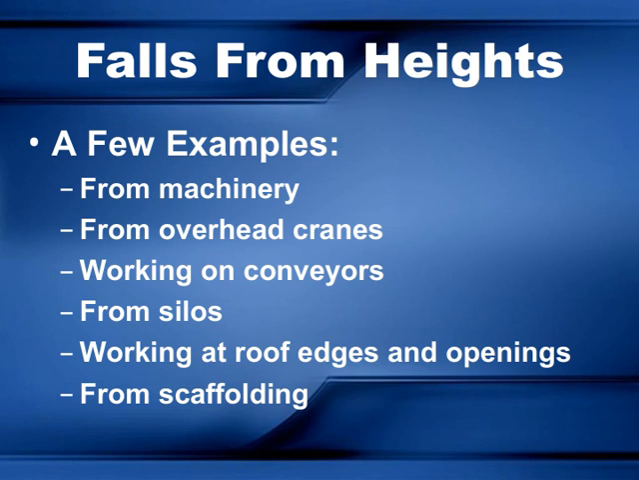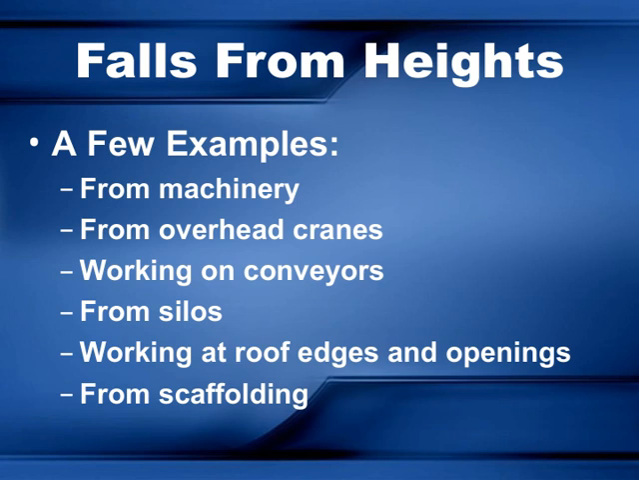First, we have machinery. Workers often work around or on equipment like lifts and other heavy machinery, which can pose fall risks if proper precautions aren't taken. Next, overhead cranes are frequently used in construction and industrial settings, and working underneath or near them can be hazardous if safety measures aren't followed. Then there are conveyors. These moving parts are essential, but can also lead to falls if workers aren't cautious or if guards aren't in place.